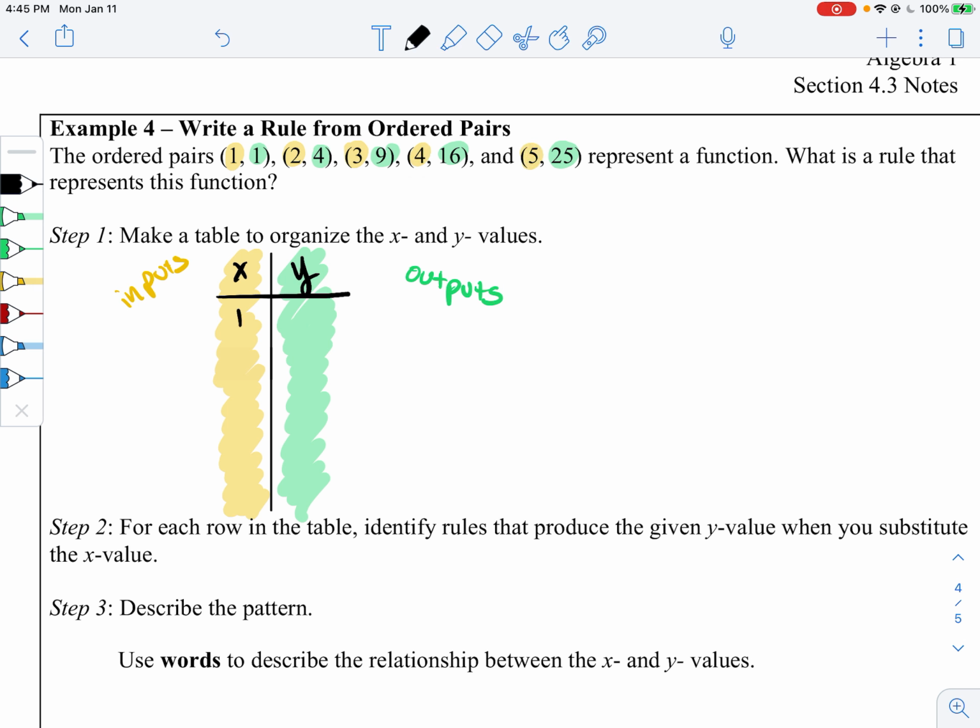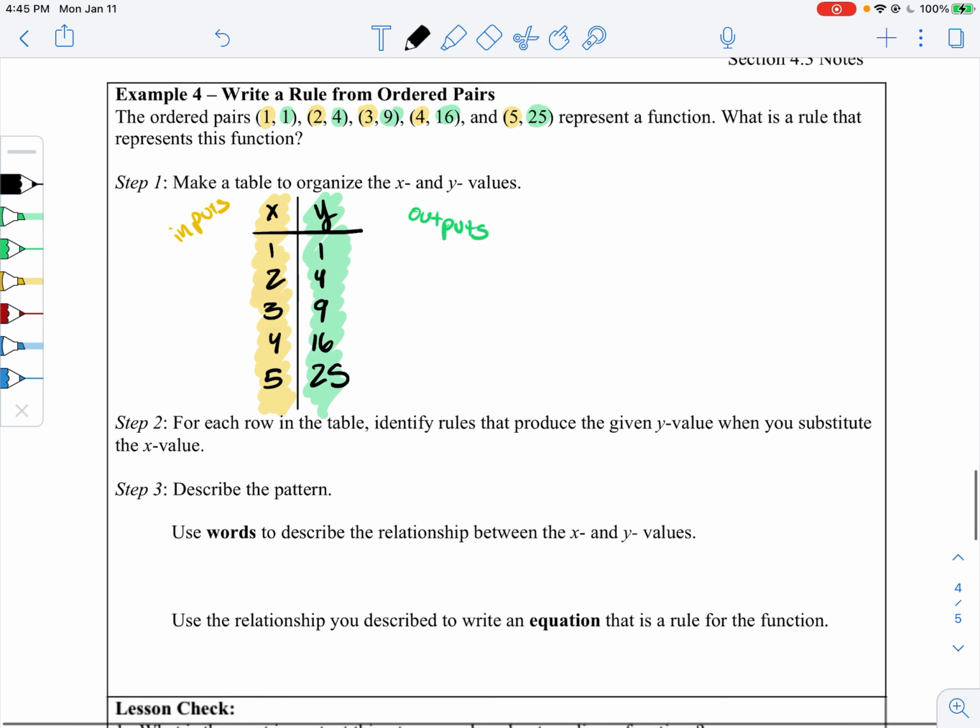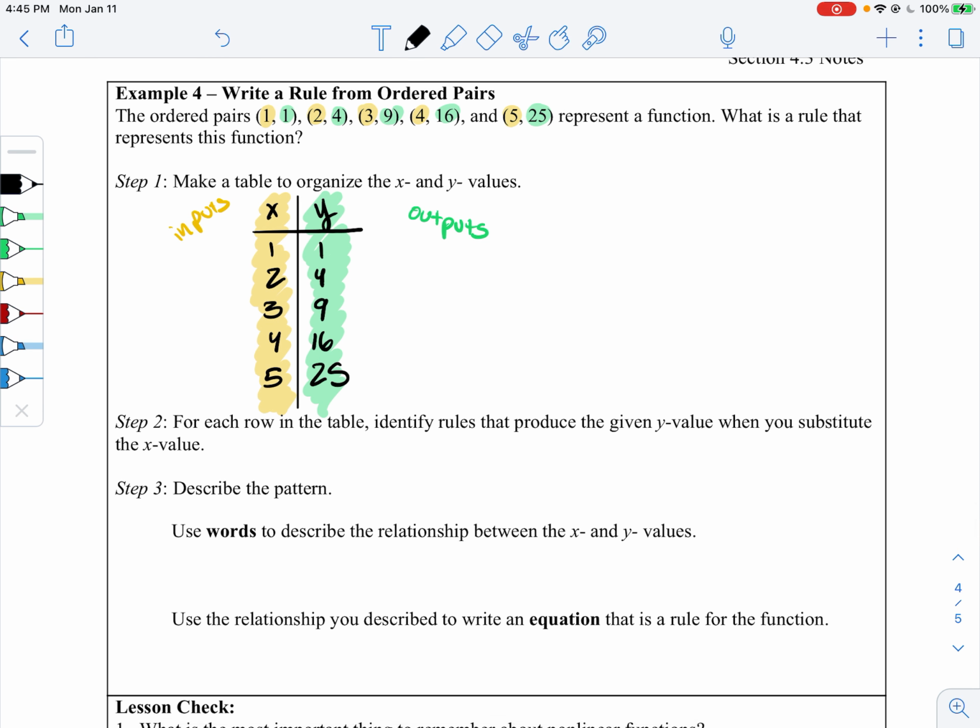Okay, here our first point is 1, 1. Our second is 2, 4. Third is 3, 6. Then we have, nope, just kidding, 3, 9, 4, 16, and 5, 25. Okay, that was the first step. Yay, I love tables. For each rule in the table, identify rules that produce the given y value when you substitute the x value. So we want to figure out, how do I get from the inputs to the outputs?